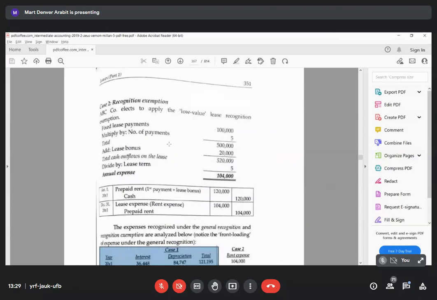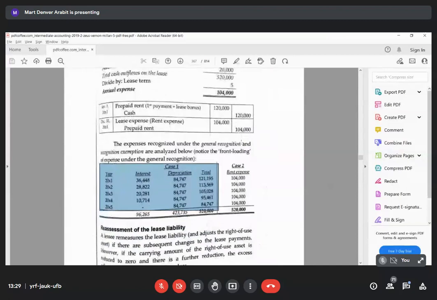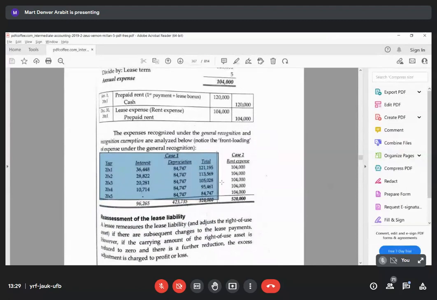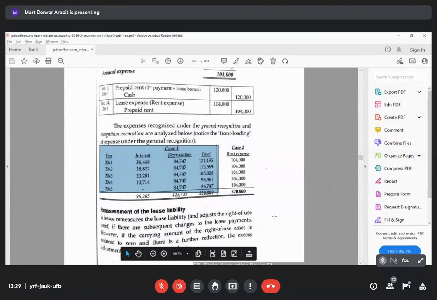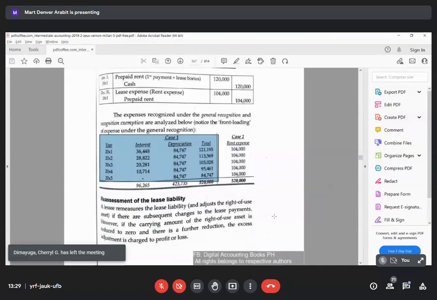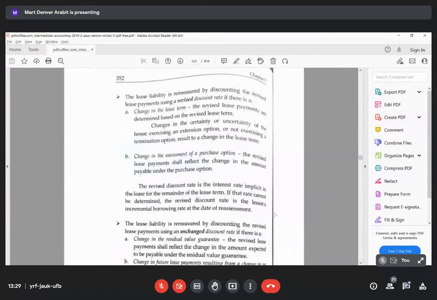So, ang sabi dito, if the lessee remeasures the lease liability and if there is a subsequent change to the lease payment, however, if the carrying amount of the ROU is reduced to zero and there is a further reduction, the excess adjustment is charged to P&L. So, kung na-zero na raw yung ROU, then yung adjustment shall be made to P&L na directly, not na hindi nadadaan sa kay ROU. Since na-zero naman na siya, tuloy ka na ng P&L.